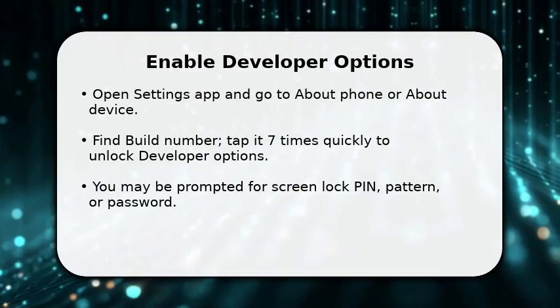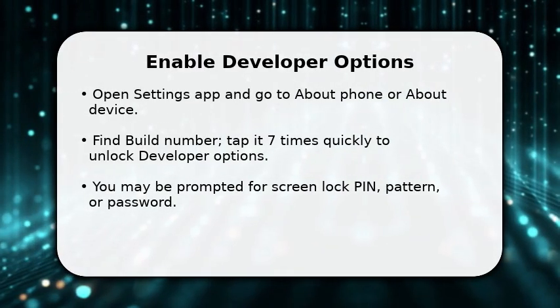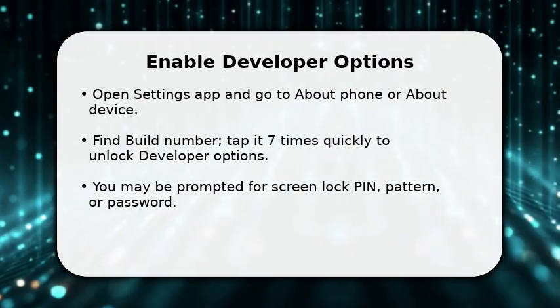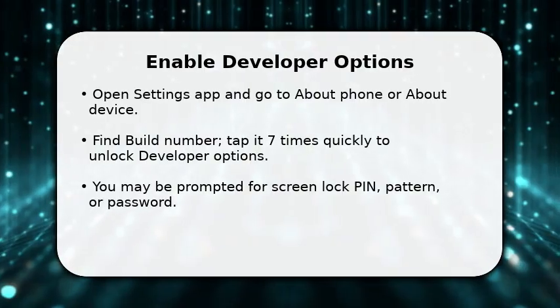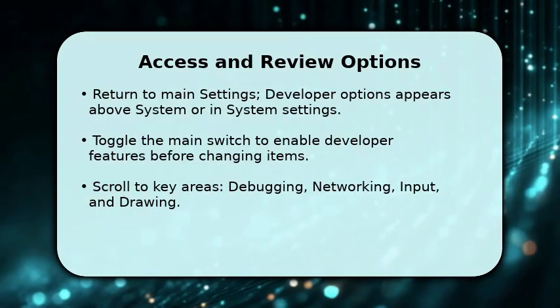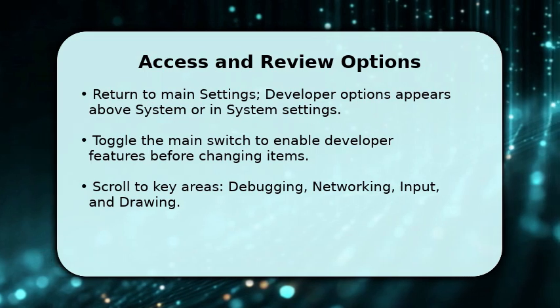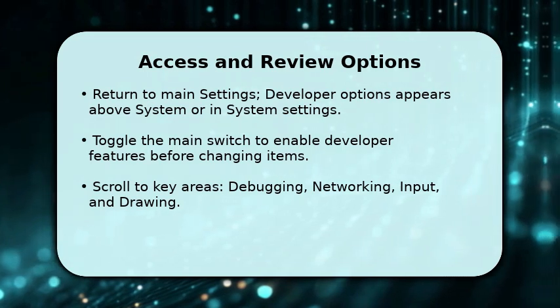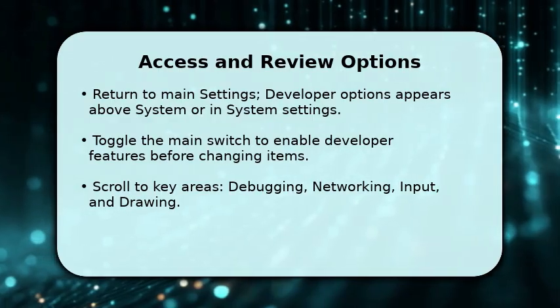If prompted, enter your lock screen PIN or pattern to confirm identity. This step both enables advanced settings and protects them behind your existing device security. Once the mode is enabled, go back to main settings and look for developer options, usually under System or directly in the list. Make sure to flip the top-level toggle to on so individual settings take effect.